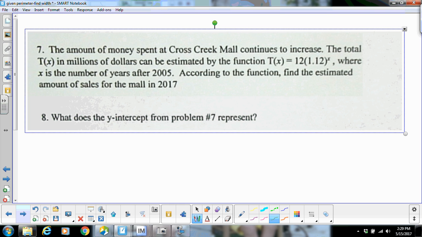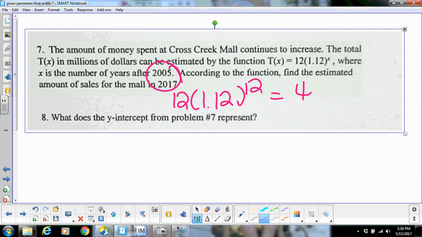All right, number 7 and number 8, the amount of money that's spent at Cross Creek Mall continues to increase. The total in millions of dollars can be estimated by the function 12 times 1.12 to the x. X is the number of years after 2005. What is the estimated amount of sales for 2017? So the difference right here is going to be 12, so that means we're going to raise that to the 12th power. And that's going to give me 46.75. And remember, that is in millions.